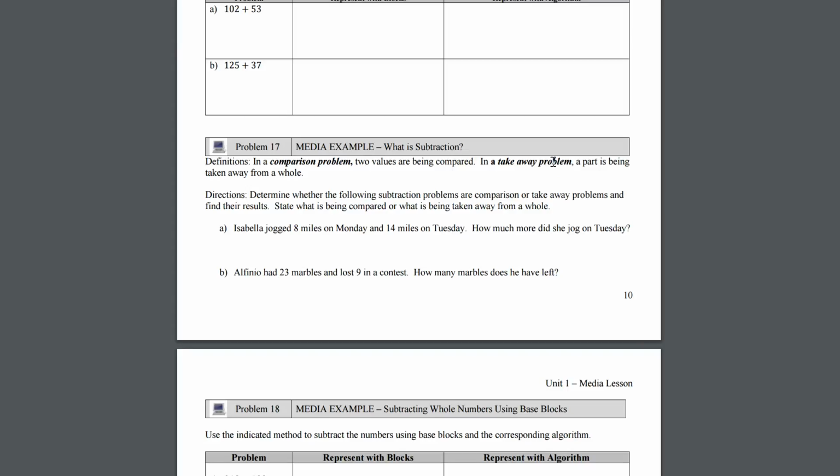Okay, and students typically think of all subtraction as takeaway. They think those 2 words are synonymous, so it's important they understand comparison. So this is comparison. Isabel jogged 8 miles on Monday, 14 on Tuesday. How much more did she jog on Tuesday? So we're comparing the values 8 and 14.